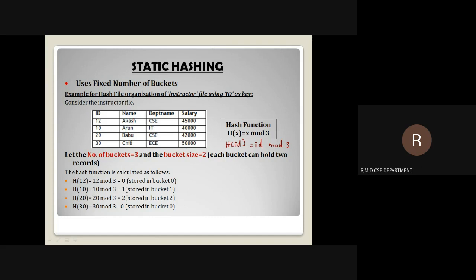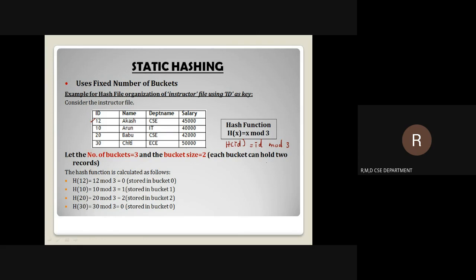First, the record with ID 12. 12 mod 3, the modulus value gives us the remainder, so it gives us 0. That result of the hash function indicates the data bucket in which the record has to be stored. Similarly, you can find the hash values for the other key values.